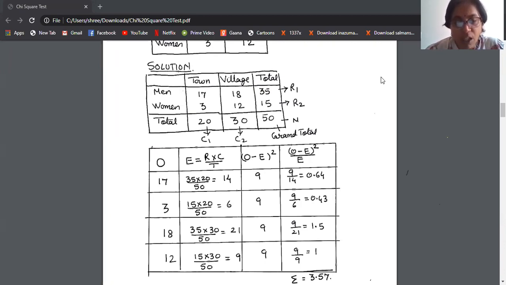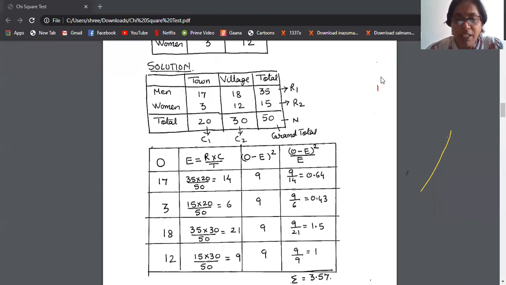So have you understood how to find the expected frequency? Just give me yes on the chat if you have. Otherwise, I'll be repeating it again. Yes, I think everyone has understood. So for the expected frequency of any observed number, take the corresponding row total and the corresponding column total, multiply them and divide by the grand total. In this case, it is 50. So we have got 14, 6, 21 and 9. So we have got O, we have got E.